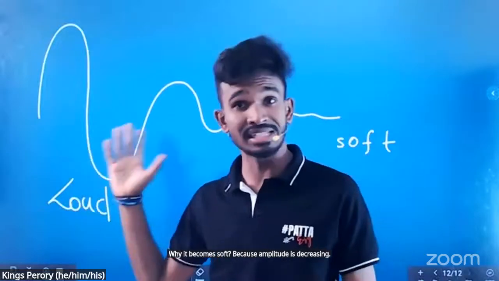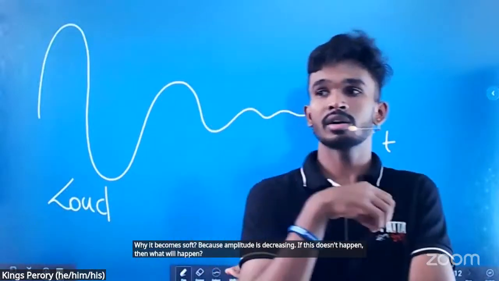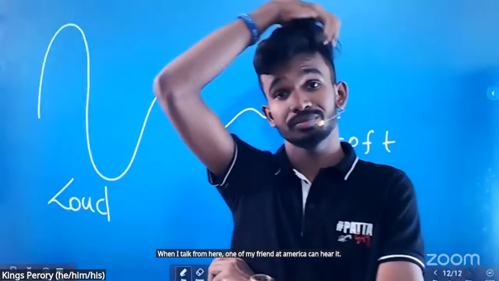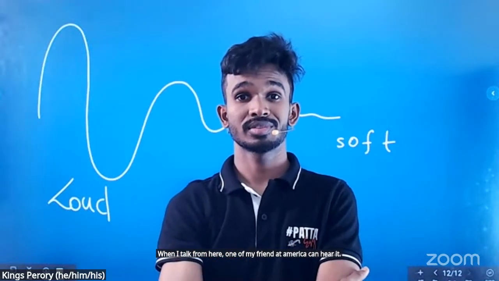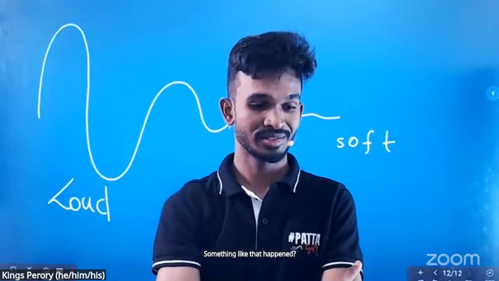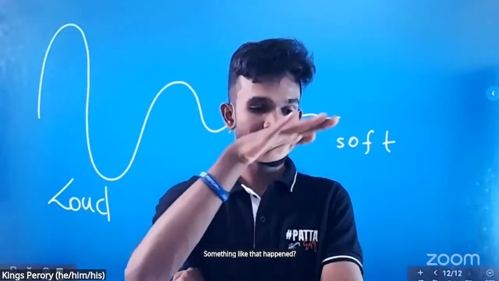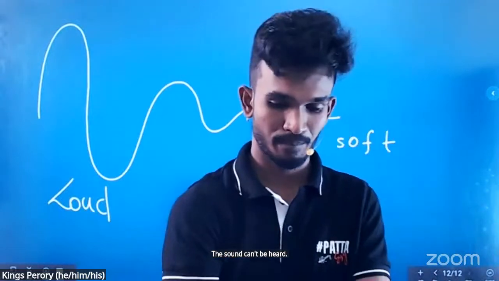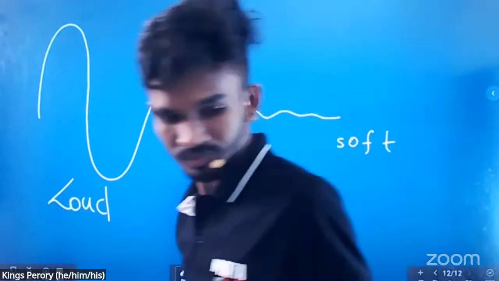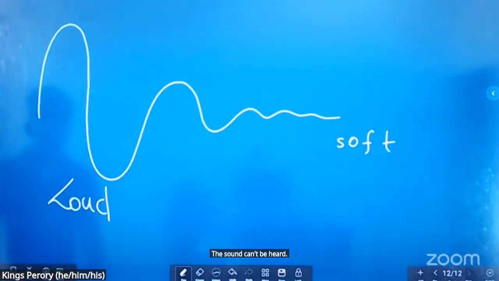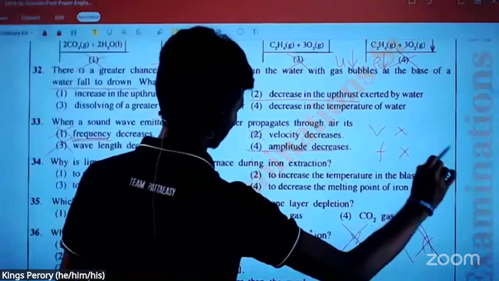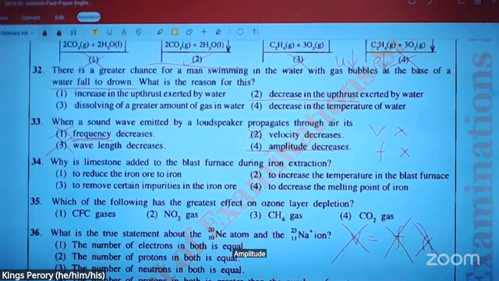If this doesn't happen, then what will happen? When I talk from here, one of my friends in America can hear it. Can something like that happen? No. On the way, slowly, amplitude decreases. So sound can't be heard. So the answer is amplitude decrease. That's correct.